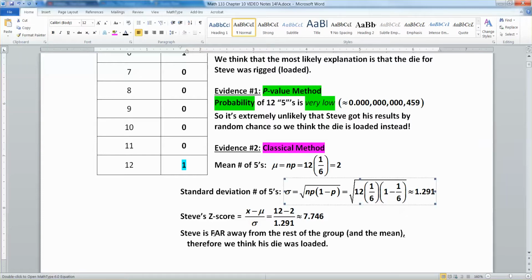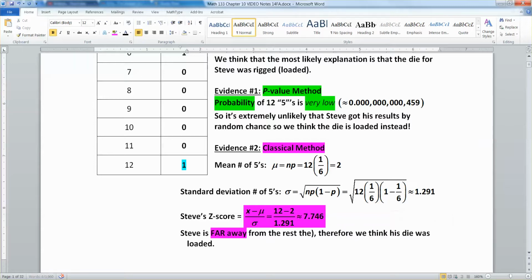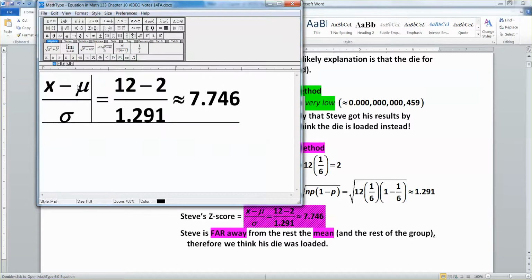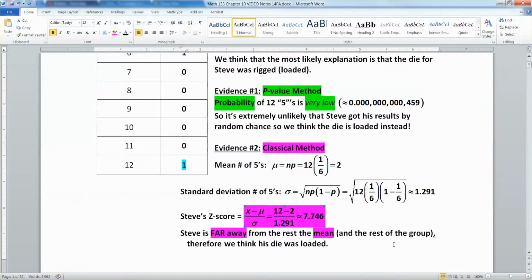Okay, so far away from the group by finding the z-score. So you find the z-score, and that tells you how far away from the mean you are, right? Far away from the mean. Technically, it's from the mean, but that also means the rest of the group. Let me reverse that. Sorry about that. From the mean, because with the z-score, you're taking this subtraction from the mean. So let me use that. Since you're far away from the mean, we think the die is loaded.